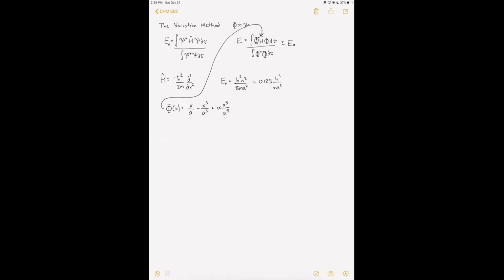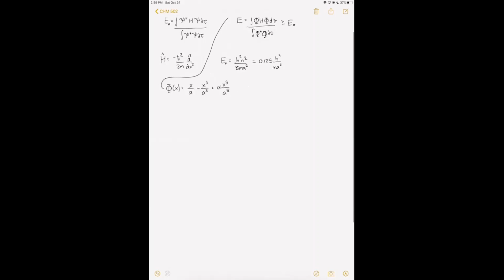For this particular example, what we would get at the end of the day is that our energy is equal to negative h bar squared over 2ma squared, times this expression here. So we'll have 4/5 plus 2 alpha over 7 plus 20 alpha squared over 9. And then we divide this by 8 over 105 plus 4 alpha over 63 plus alpha squared over 11.